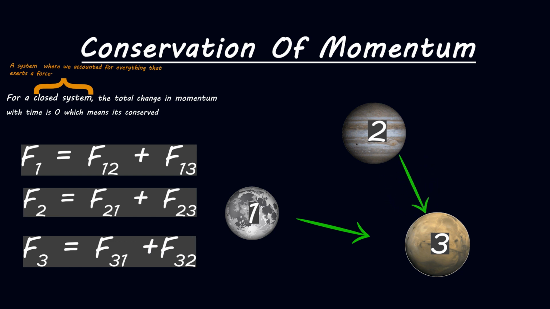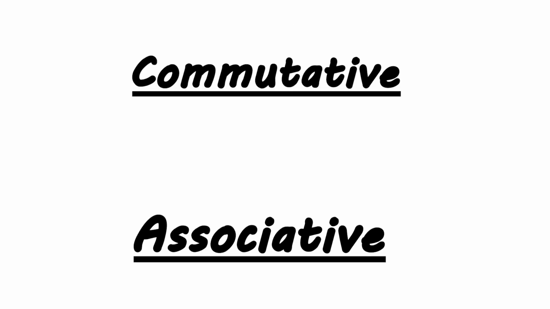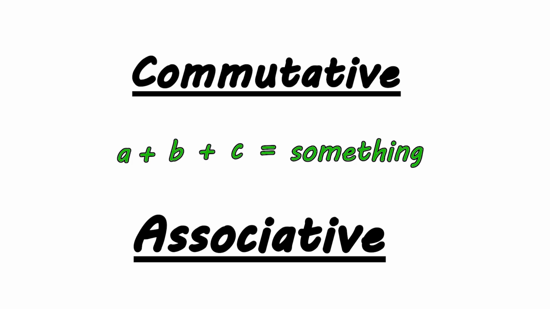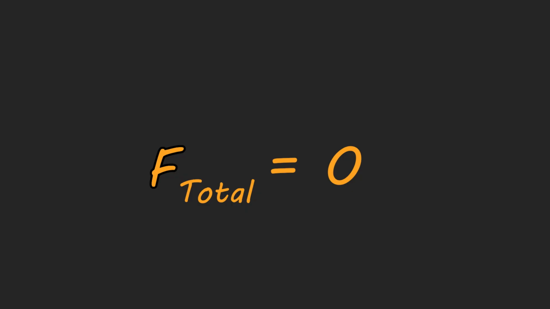Now, if you worked out the total force, which is F1 plus F2 plus F3, you'd see all of them cancel out and the total force is actually 0. This is because of the commutative and associative property in mathematics, which you can search on your own time, but briefly speaking, it means if you added something like this, the order in which you add doesn't matter, it gives you the same result. We already said the total force is equal to 0.